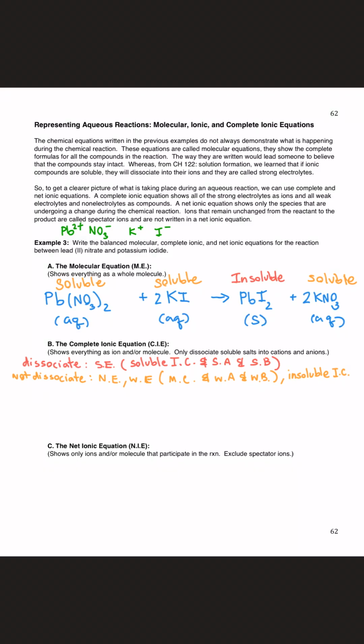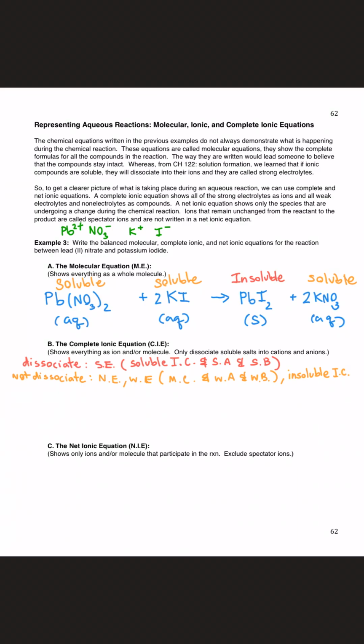Because mixing lead nitrate and potassium iodide forms a solid insoluble ionic compound, this reaction is an example of a precipitation reaction. This chemical equation is called the molecular equation because every species stays as molecules. However, when ionic compounds dissolve in water, they dissociate, forming ion-dipole interactions between ions and water molecules. Therefore, these compounds will not stay as molecules, but will dissociate into their cations and anions.